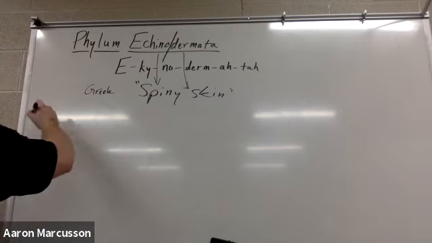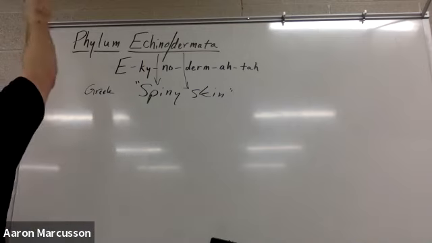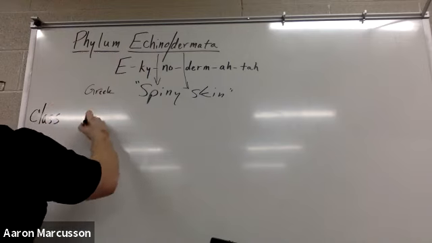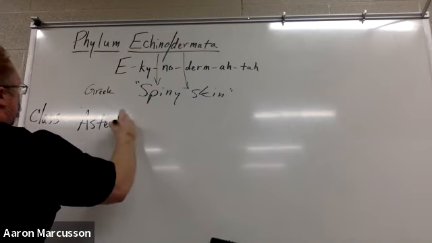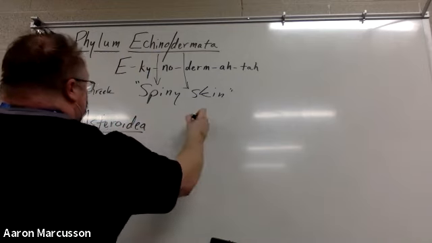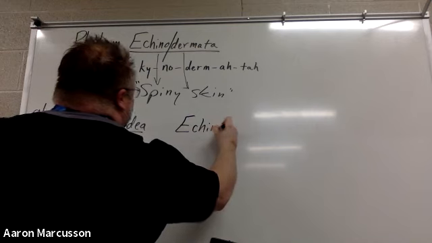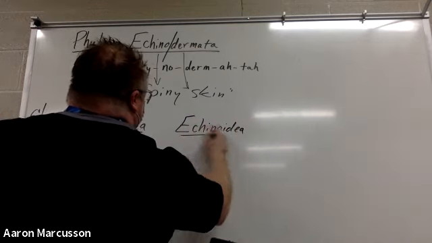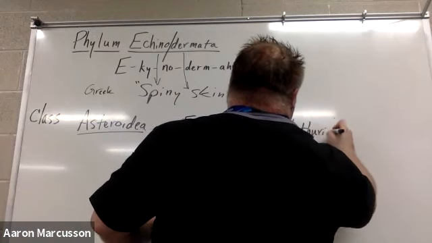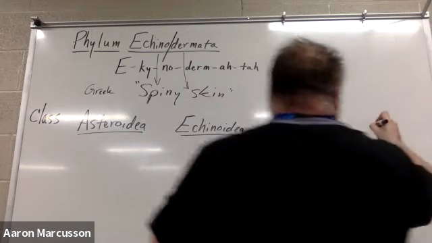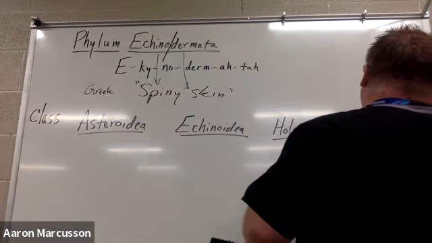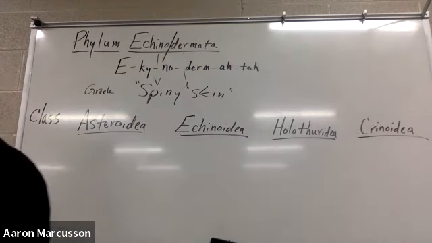Now there's 4 classes that we're going to talk about. So we have kingdom Animalia, phylum Echinodermata. Class, the first one we give you is Asteroidea. Okay. The next one is Echinoidea. Holothuriidea. And Crinoidea. Okay, so there's 4 classes.